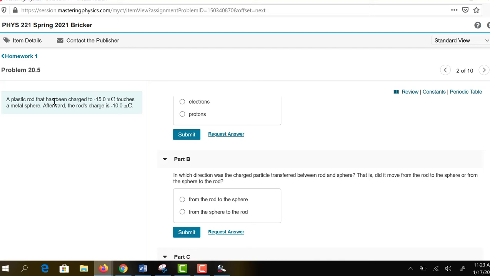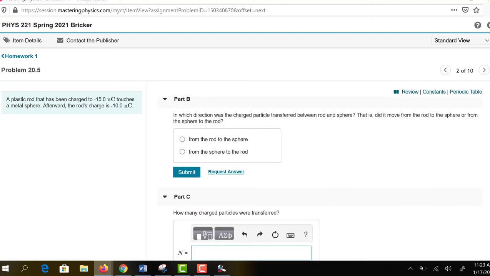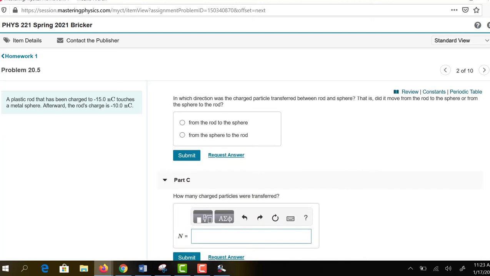So the plastic rod was charged to negative 15, touches metal. Metal can accept charge. Afterwards, the charge is down to negative 10 nanocoulombs. And how many charged particles were transferred? Well, the amount of charge that was transferred is the magnitude of 5 nanocoulombs, right? We went from negative 15 down to negative 10. So a magnitude of 5 nanocoulombs. How many particles does that correspond to?